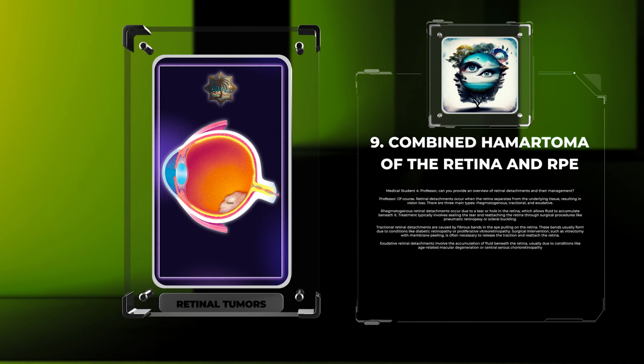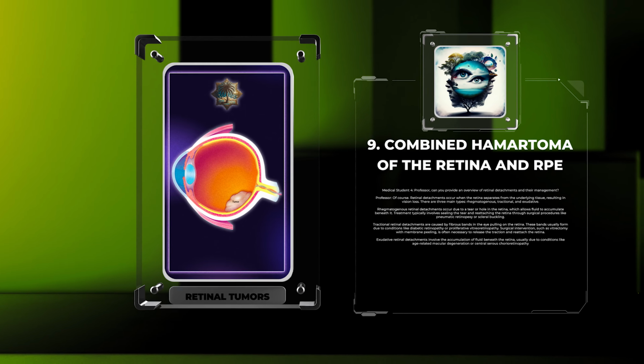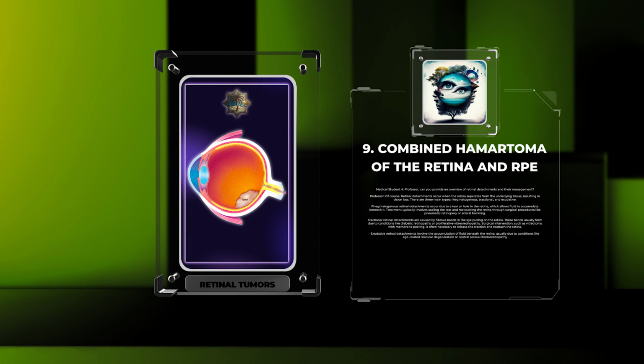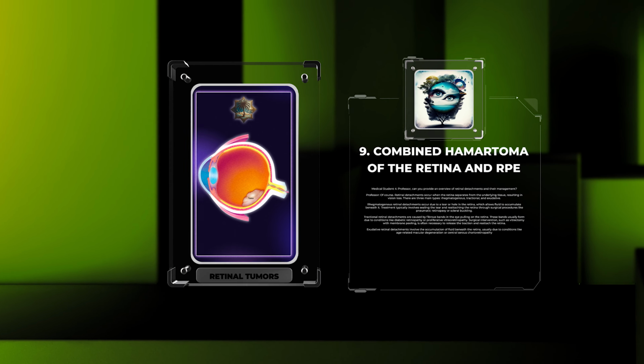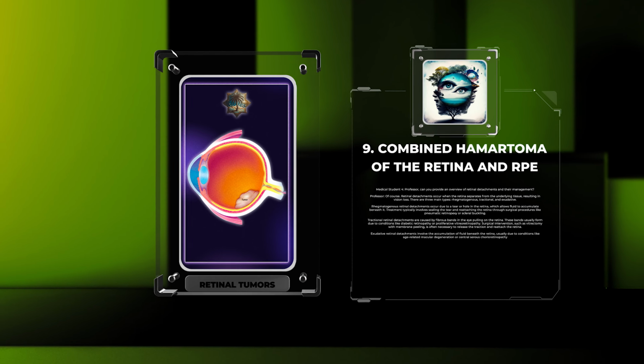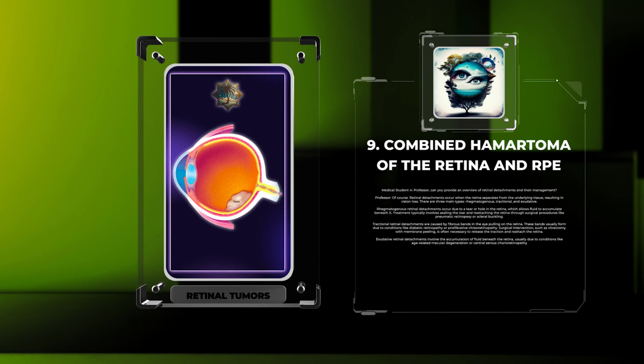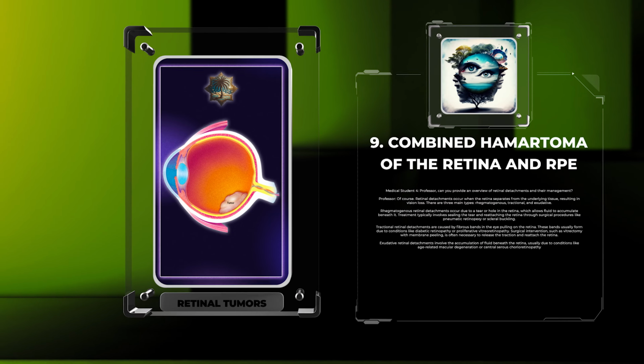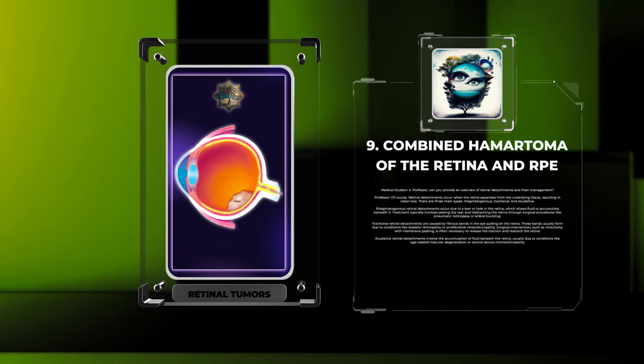There are three main types: rhegmatogenous, tractional, and exudative. Rhegmatogenous retinal detachments occur due to a tear or hole in the retina, which allows fluid to accumulate beneath it. Treatment typically involves sealing the tear and reattaching the retina through surgical procedures like pneumatic retinopexy or scleral buckling.